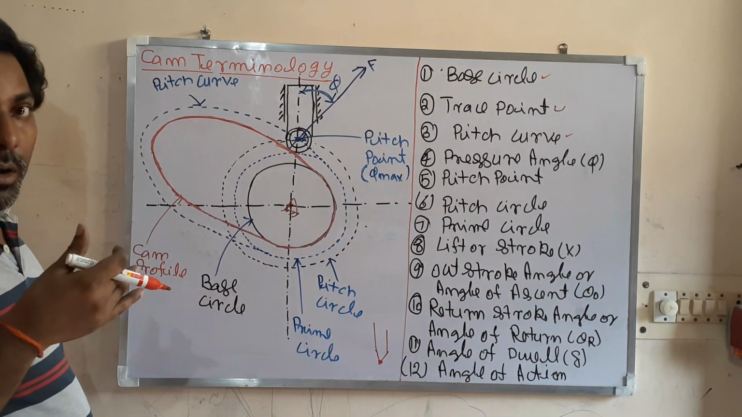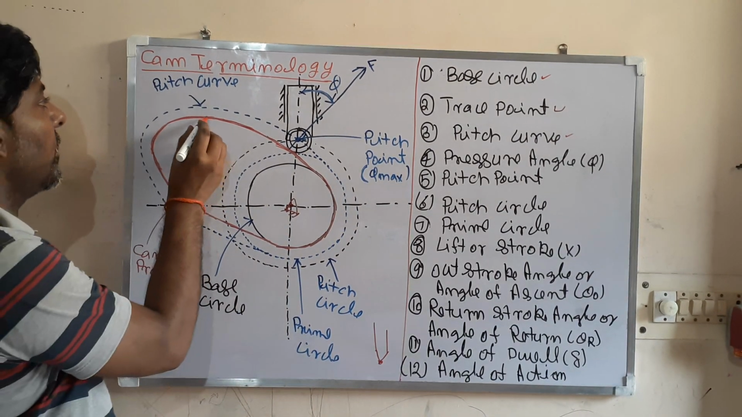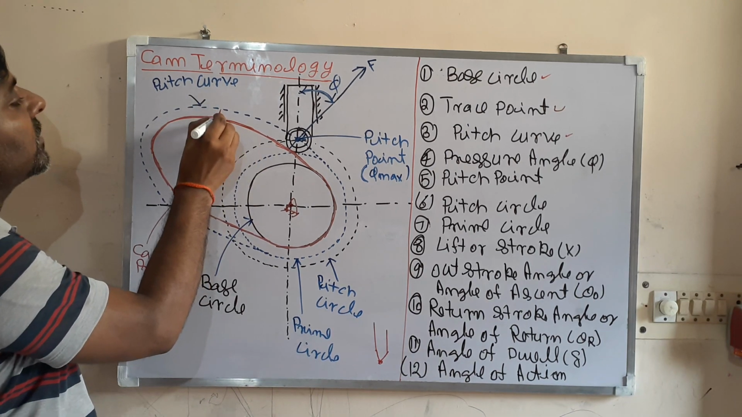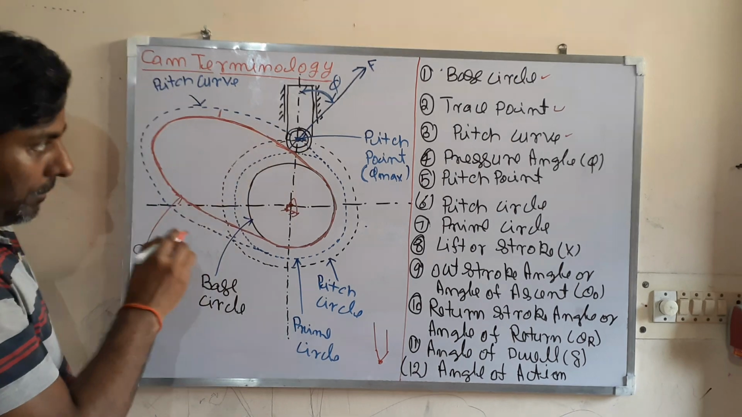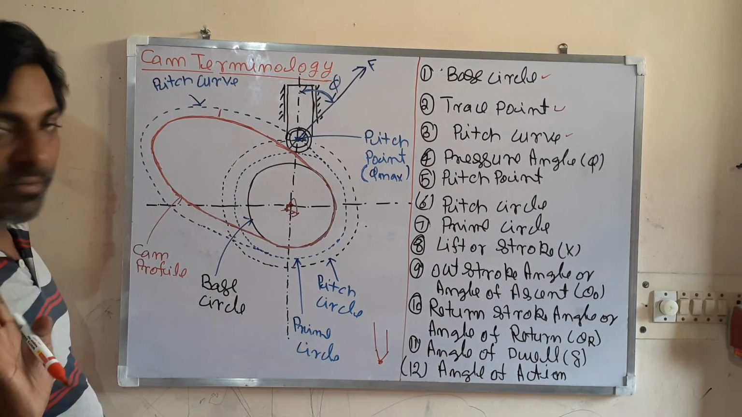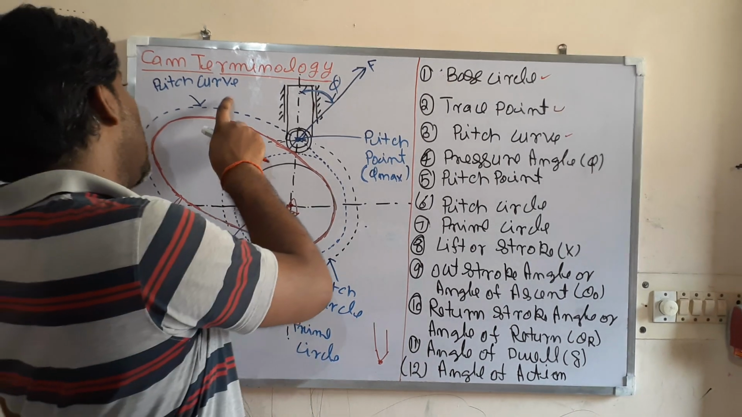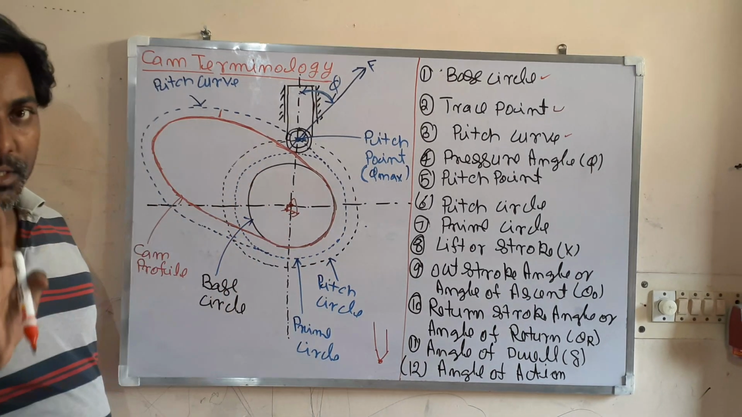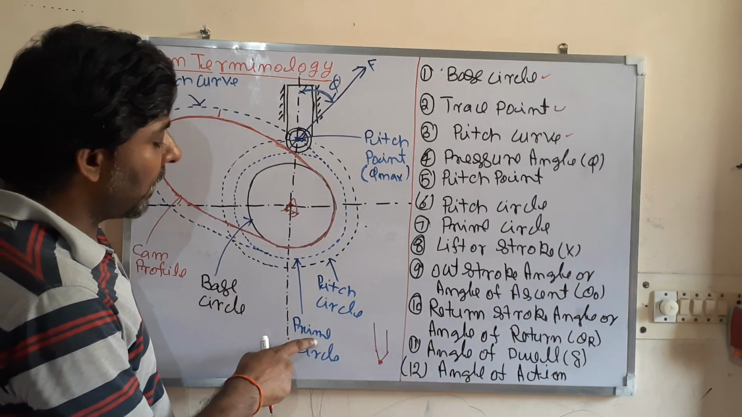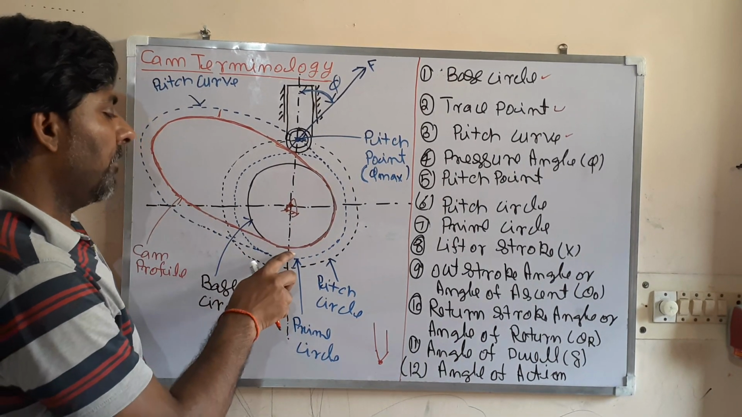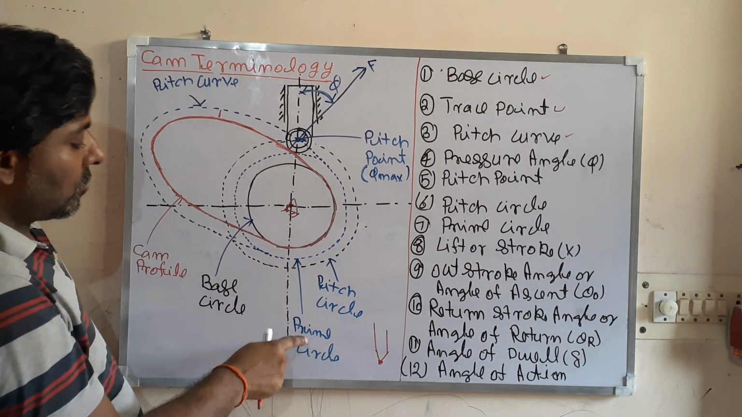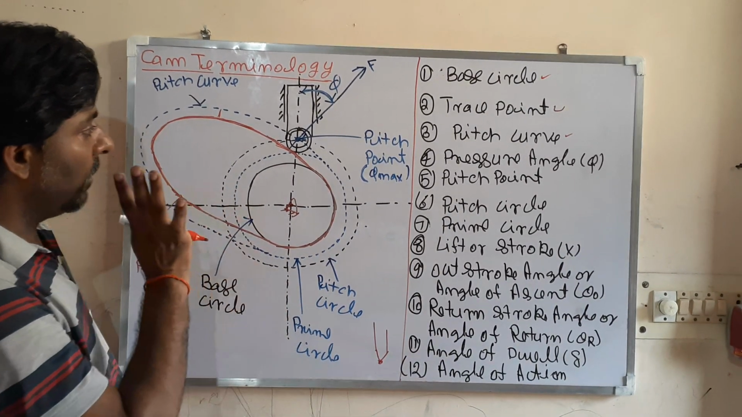So for the roller follower, you get a different cam profile and pitch curve, and that difference is equal to the radius of the roller. But for the knife edge follower and flat face follower, the pitch curve and cam profile will be the same. That is, the base circle and prime circle will be the same, because there is no radius, it is 0. So the prime circle and base circle will be the same.